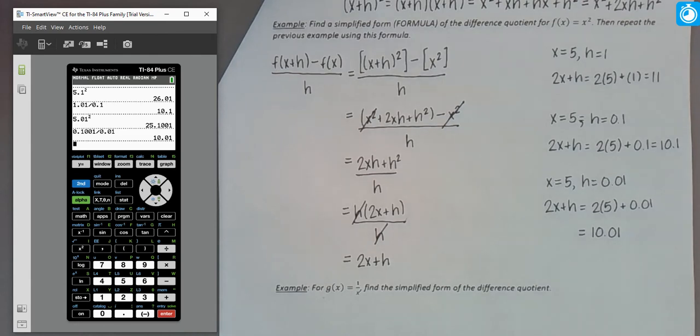Now, the more complicated the function is that we're looking at, the more complicated it becomes to find this simplified formula for the difference quotient. So we want to look at a couple different situations where using the algebra to simplify that difference quotient is going to be a little bit more complicated. It's going to require some different algebra skills.